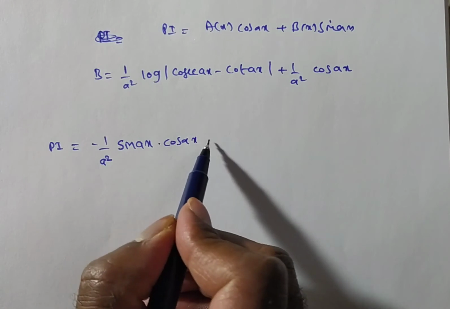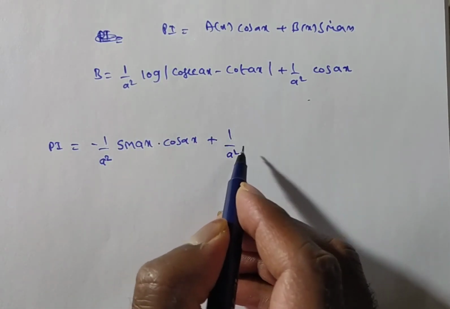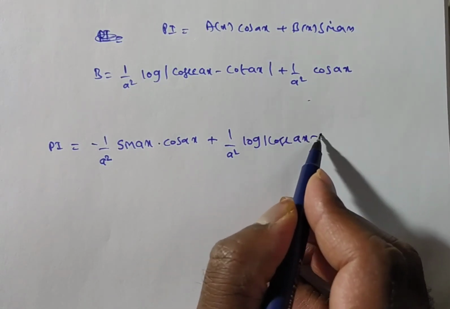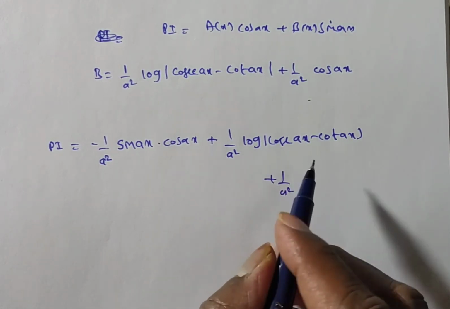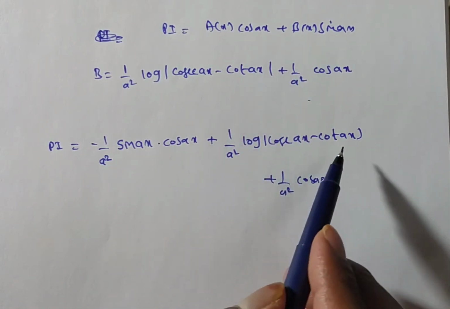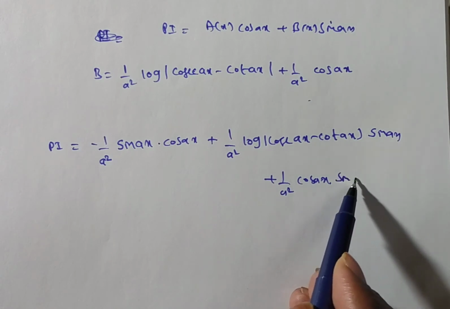Okay. Plus what is the b of x here? This is the b of x. So 1 by a square into log of mod of cosecant ax minus cot ax plus 1 by a square into cos ax into sin ax. So you have to multiply for these two. Then I will have here sin ax, and here also I have sin ax.